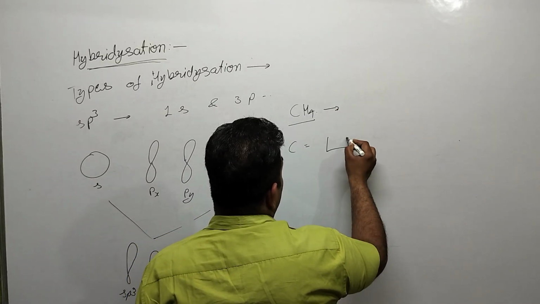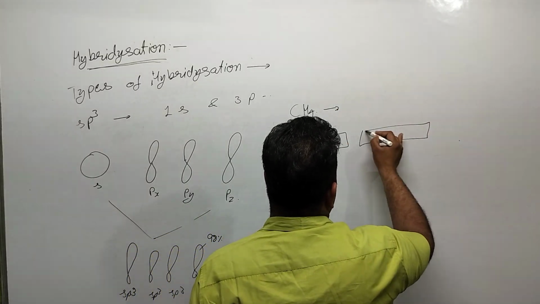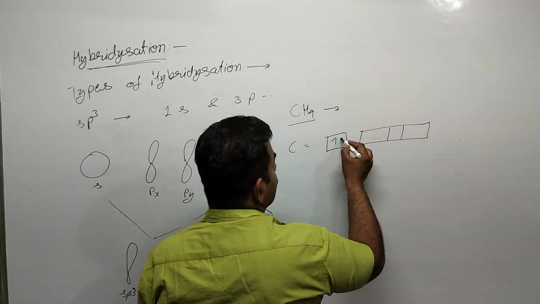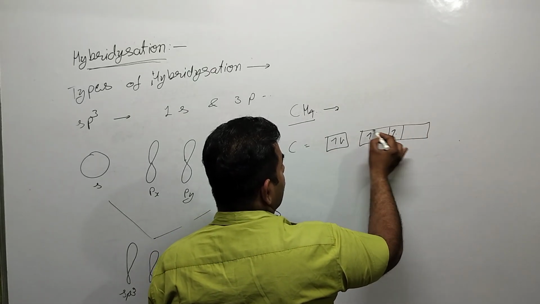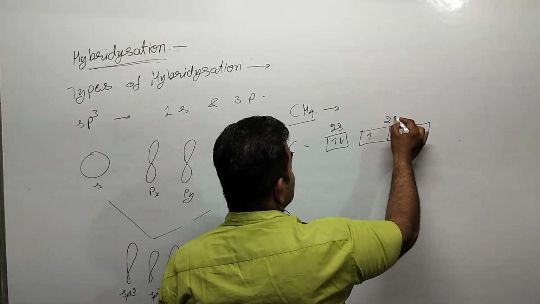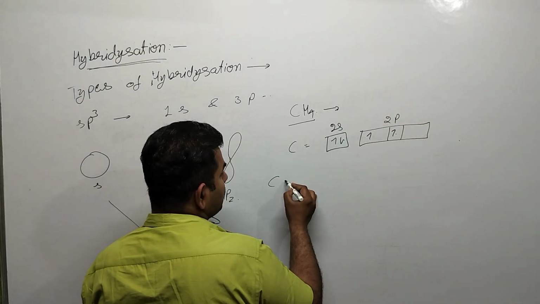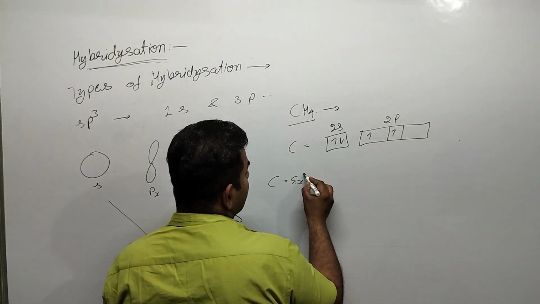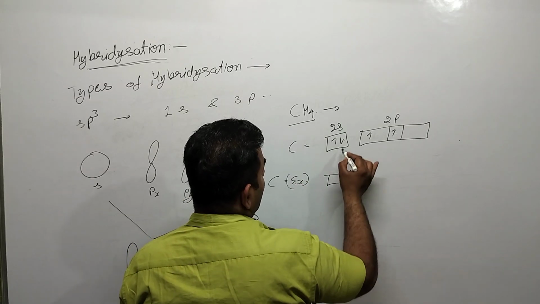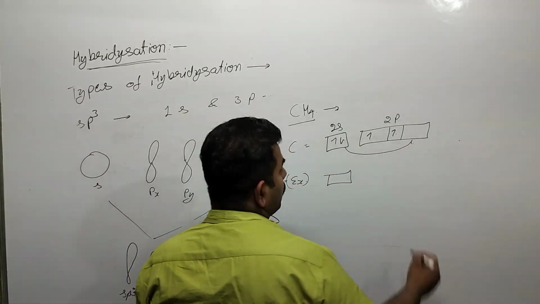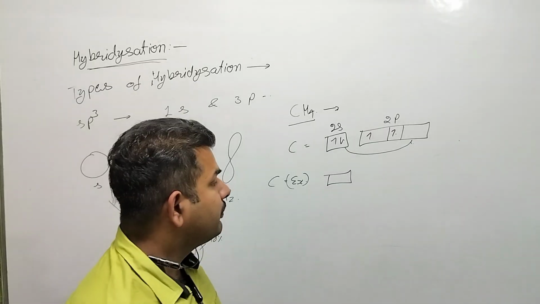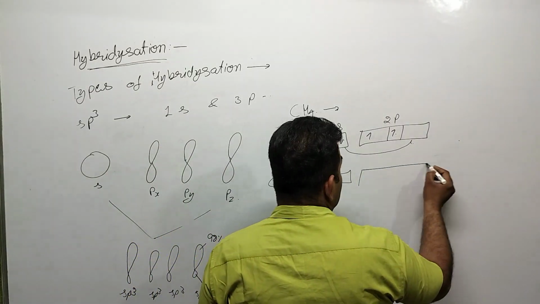Carbon contains 1s2 2s2 2p2. This is the ground state, and in the excited state, one of the electrons is transferred into the vacant orbital of the p subshell.